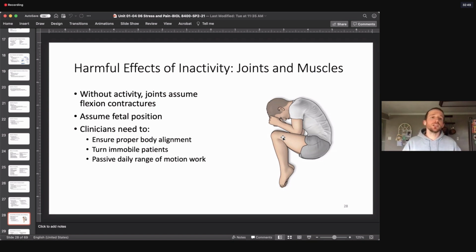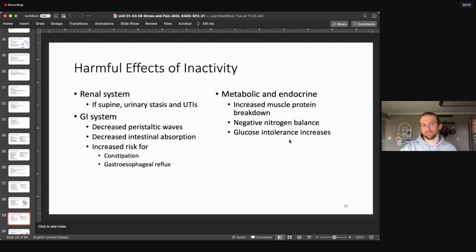Well, that gets accentuated with inactivity, because now that difference in effect becomes magnified. And so what happens is you assume this fetal position, and there are things clinicians need to do to ensure that there's enough muscle tension to try to avoid that natural posture.